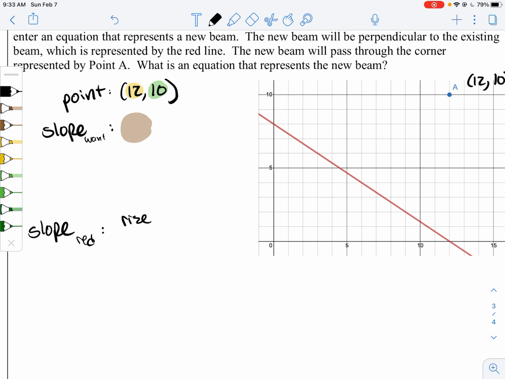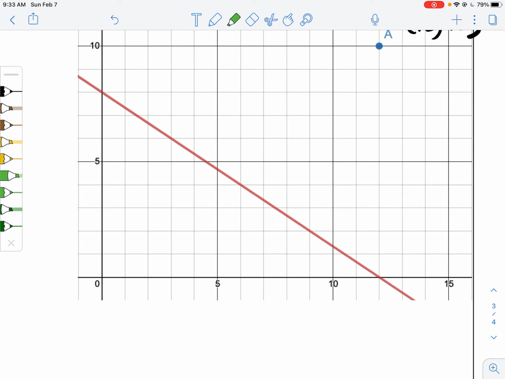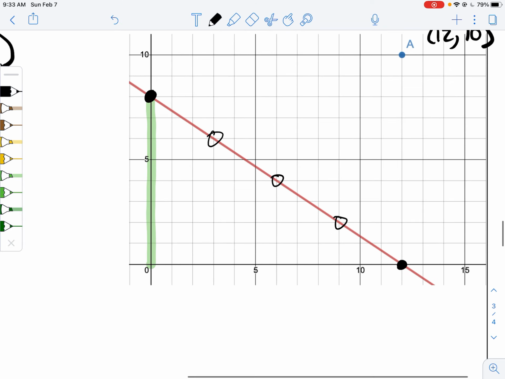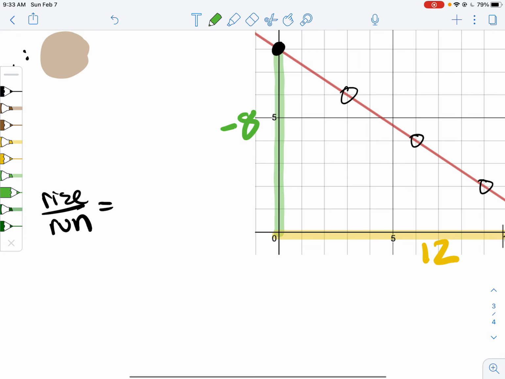Remember, slope is always rise over run. So let's find our rise here. How far down do we go? I'm going to use these two points right here, this point and this point. Those are not the only points you could use. Basically, anywhere where they cross is totally fine, but those are the easiest numbers, so I'm going to use these. Our rise here is -8. We go down from 8 all the way to 0, and then from 0 all the way over to 12. That's why I picked them, because they are so easy to see. So our rise is -8, and our run is 12.